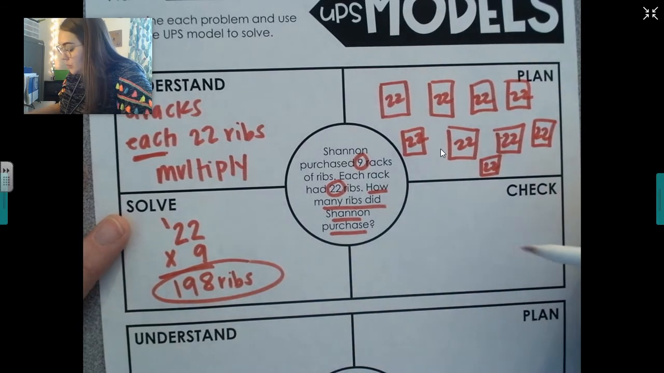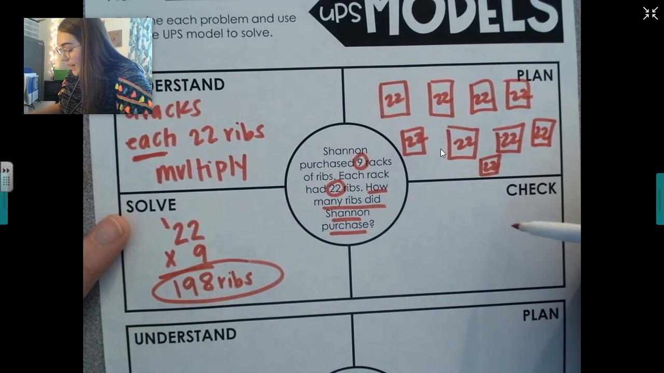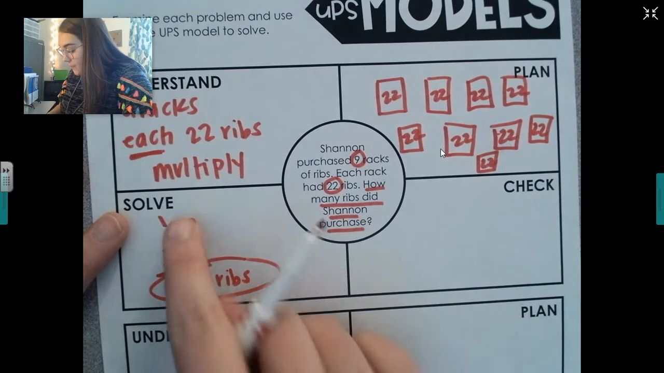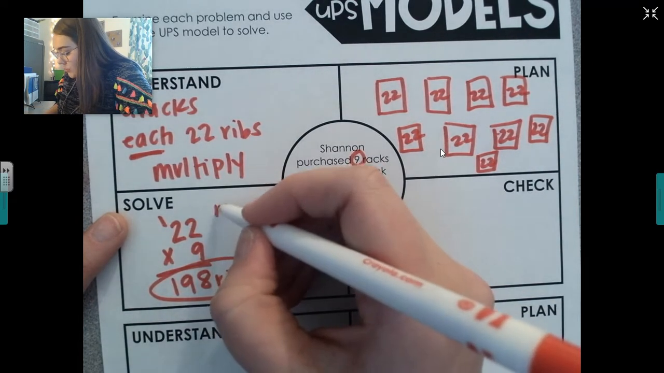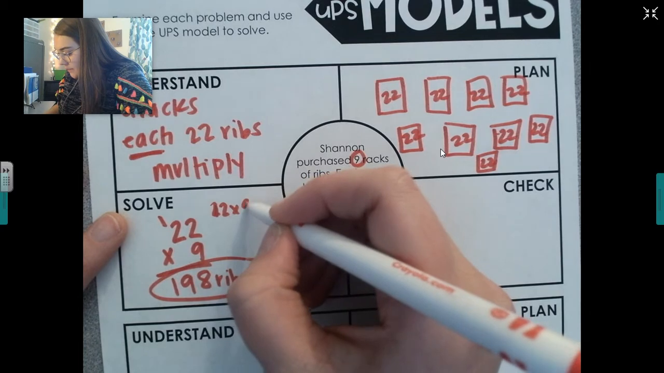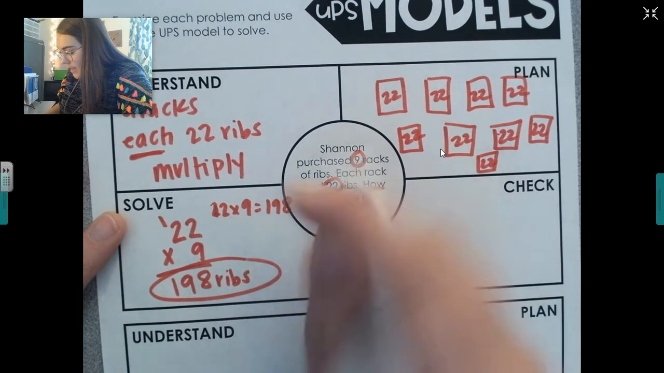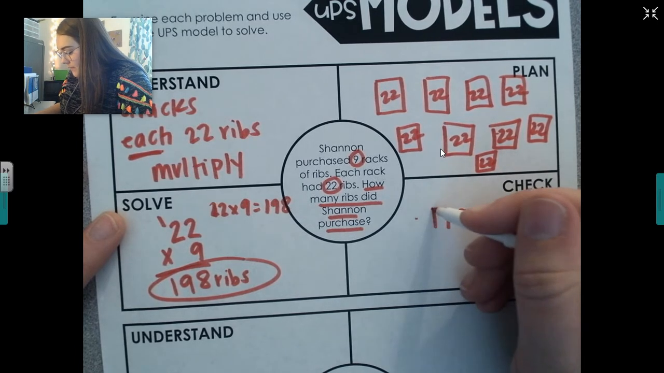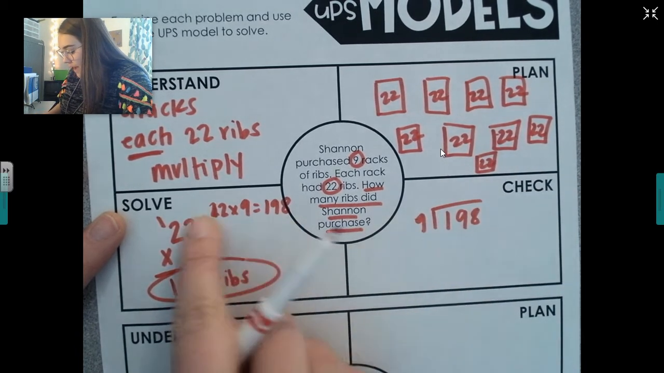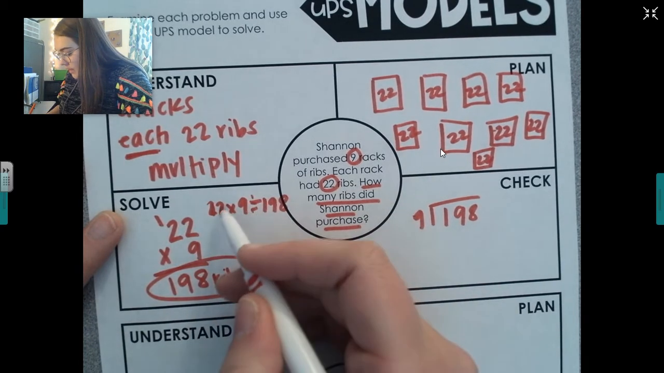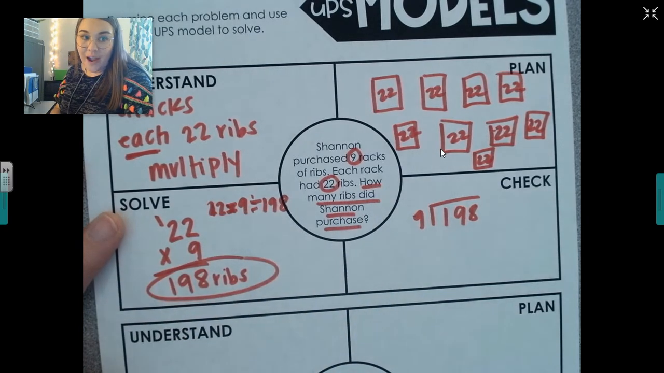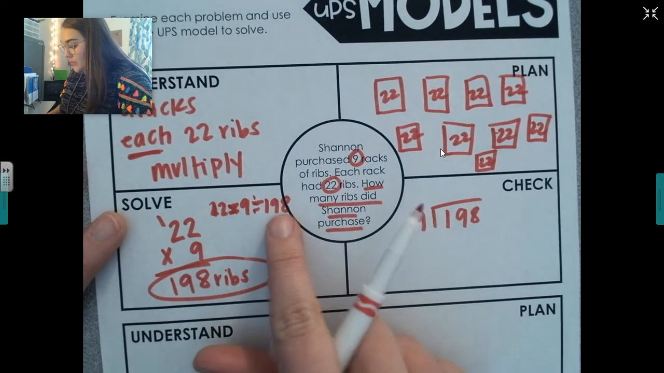So in order to check this, I can do a whole bunch of different things. I could take 198 and I could flip it around. So let's say I have 22 times 9 equals 198. I could take 198 and I could divide it by 9. So you could just do it backwards and change this into a division sign and change this into an equal sign. So 198 divided by 9 should be 22. I don't know if you guys knew you could do that, but you can read it the other way.